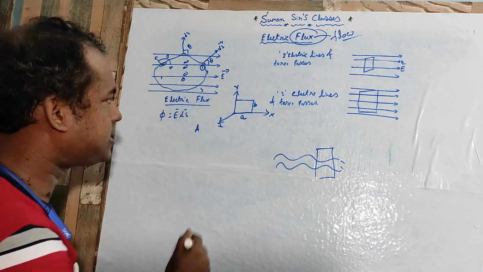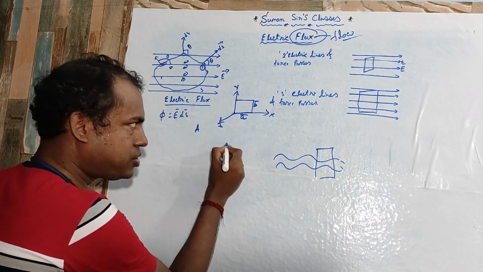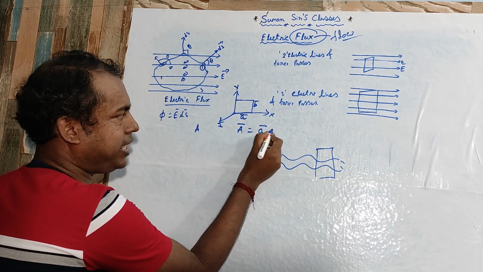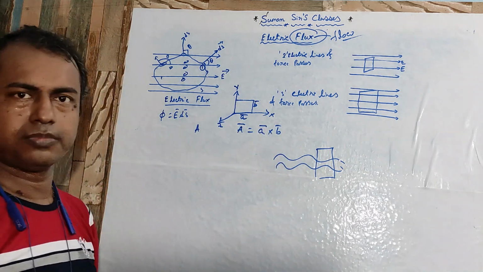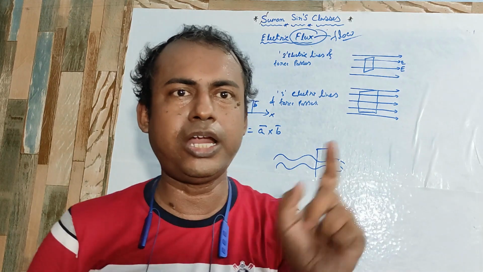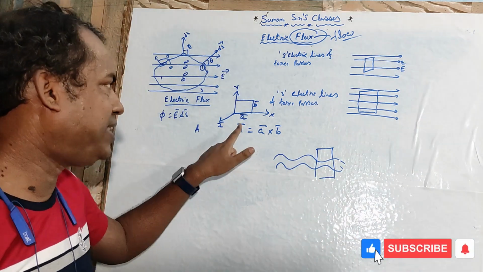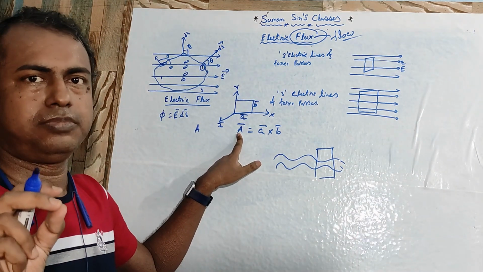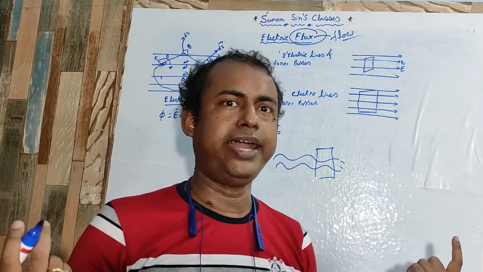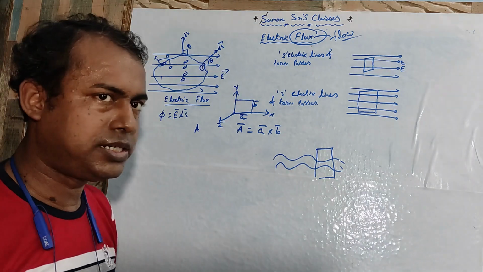So what is the area in this case? This one is a vector and this one is also a vector. So the total area, capital A, is obviously vector A cross vector B. The cross product of two vectors always gives a vector value. So that's why area is a vector. Now a question arises in your mind: sir, what is the direction of the area vector?